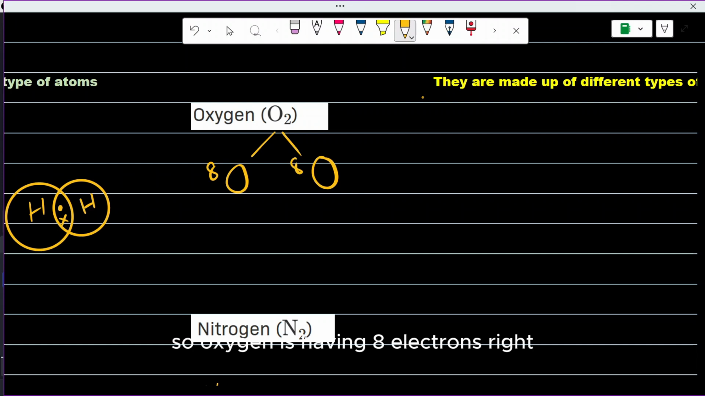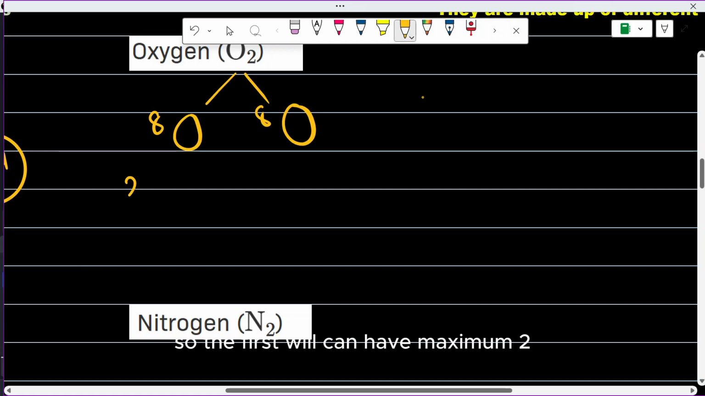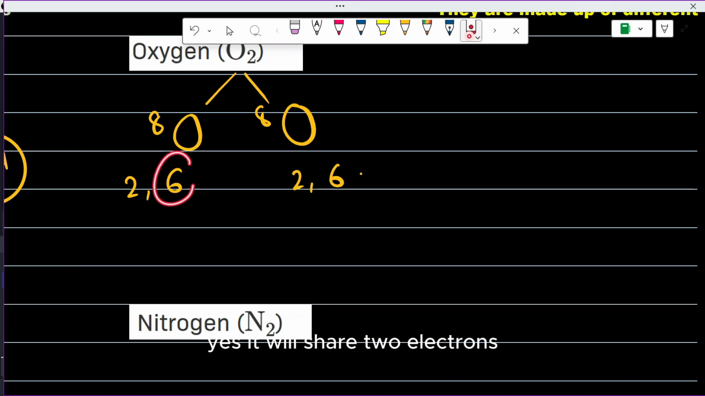So oxygen has 8 electrons, right? The first shell can have a maximum of 2, and the second will have a maximum of 6, so 2 and 6. How many electrons will oxygen share to complete its outermost shell? What do you think? Yes, it will share 2 electrons to complete its outermost shell.